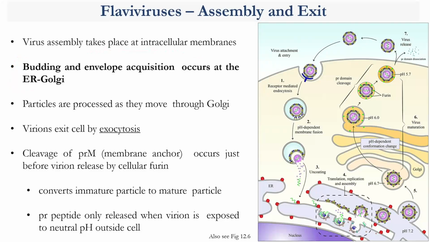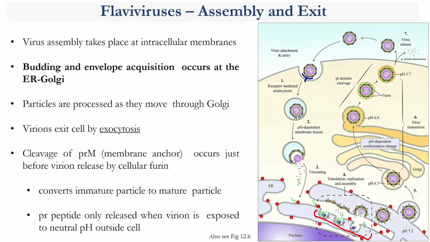So here's your life cycle again. You have your attachment and entry, sorry. You carry out receptor-mediated endocytosis, fuse with the membrane after the pH of the endosome acidifies, and you're going to release the genome into the cytosol, where it's going to attach to these ribosomes bound to the ER. And as these ribosomes bind and start translating, you're going to make those ER resident proteins, okay?